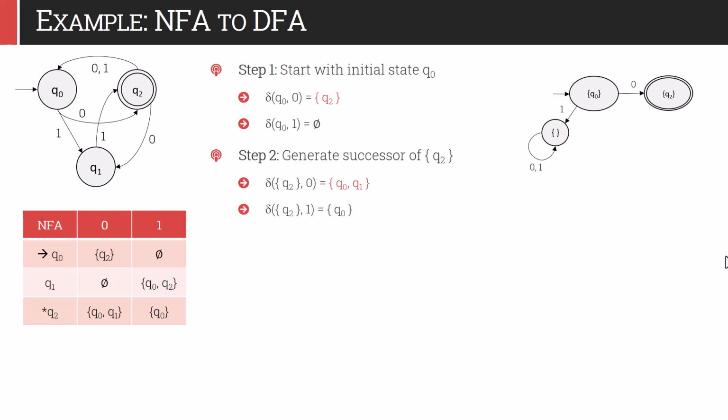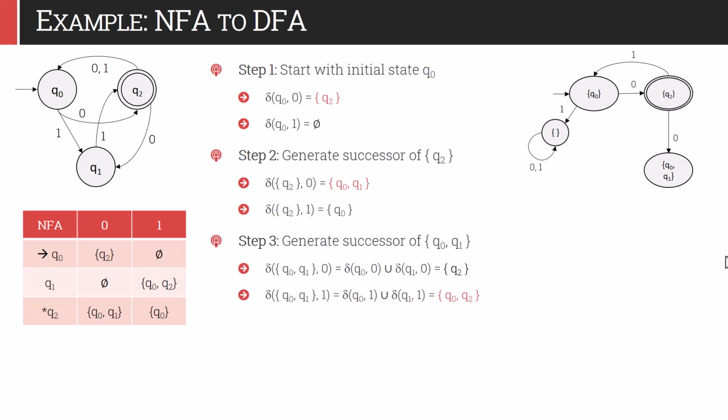So Q0 Q1 is the new state which is yet not processed. And delta Q2, 1 is Q0. Q0 is already explored in step 1. So let us add this in our partial solution. So it looks like this. In next step 3, we have to generate the successor of unprocessed states, that is set Q0, Q1.